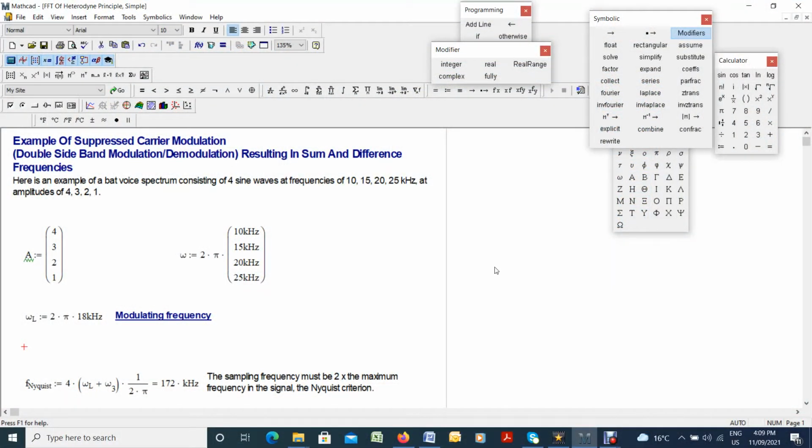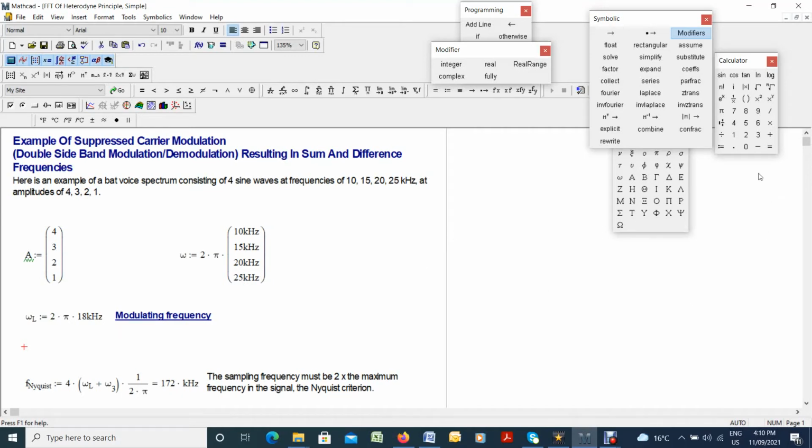Okay, hello, and we're back here in MathCAD. So what I'm going to do now is do a numerical simulation of the case where the modulating frequency exceeds the lowest frequency of the spectrum, and perhaps even exceeds the highest. So we'll look at a couple of cases, and we'll see what happens to the difference frequencies, what they look like in that case.